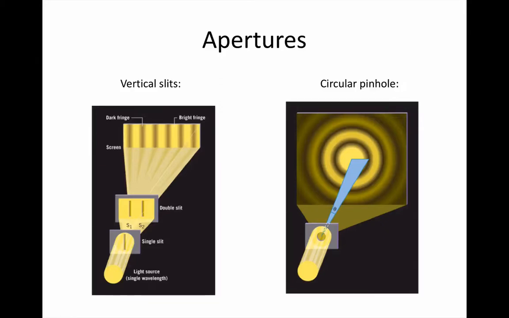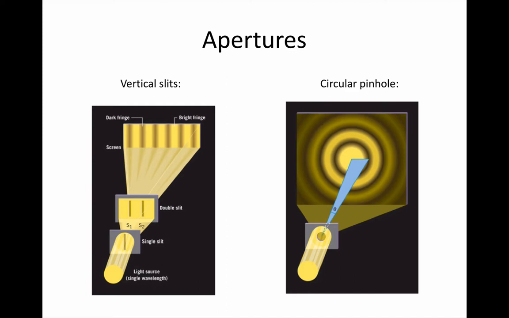You may have wondered why some of the interference patterns you see are rows of bright and dark patches, whereas others are circular. And it really comes down to the shape of the aperture that the light is diffracting around. So you can see on the left there, we have two closely spaced slits and they are vertical.